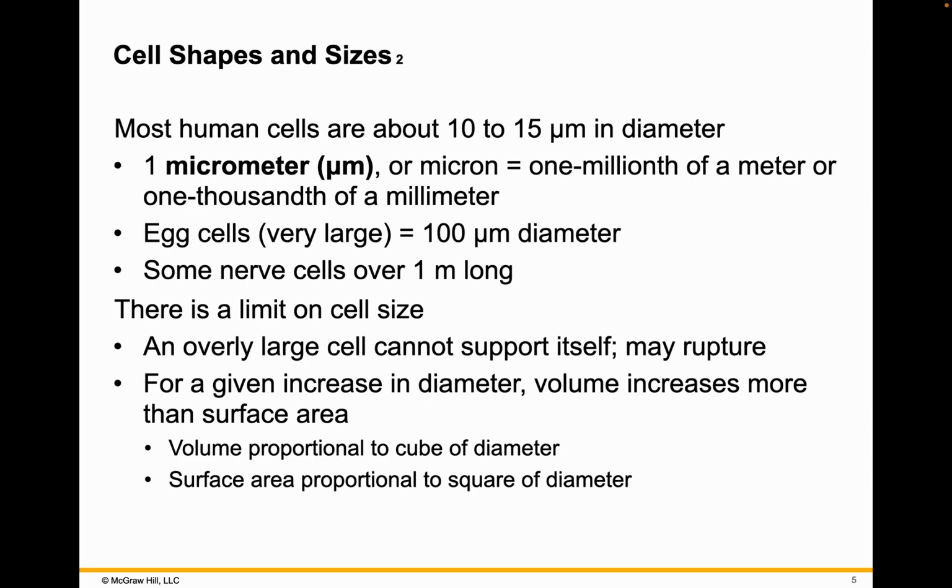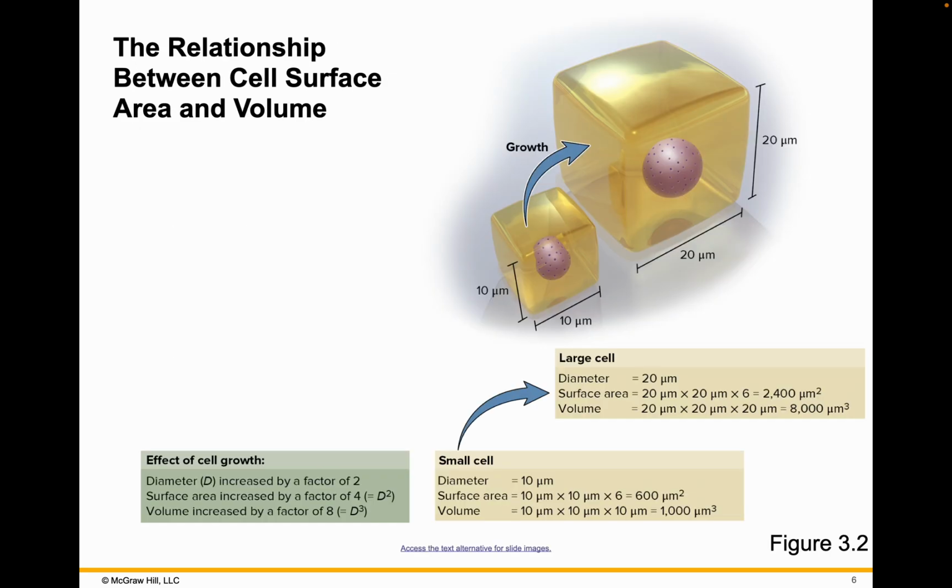And there are limits on the size of a cell. When you have an overly large cell, it won't be able to support itself. And a lot of that has to do with the geometry. Increasing diameter, you increase the volume faster than the surface area. So the volume is going to be proportional to the cube of the diameter, while the surface area is proportional to the square of the diameter. The end result is you're trying to do too much and you don't have enough ways to get materials in and waste out.